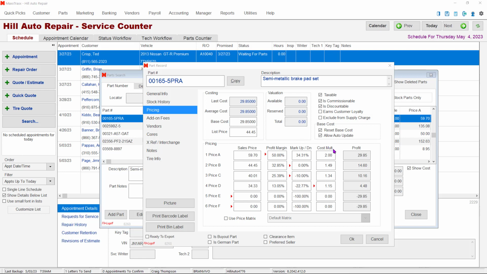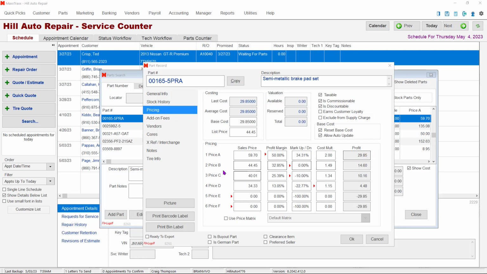The cost multiplier column is taking the base cost of the part and multiplying it times this number. In other words, 2 times our cost of $29.85 is $59.70. And of course, the profit column is the amount of profit we are making on the part.